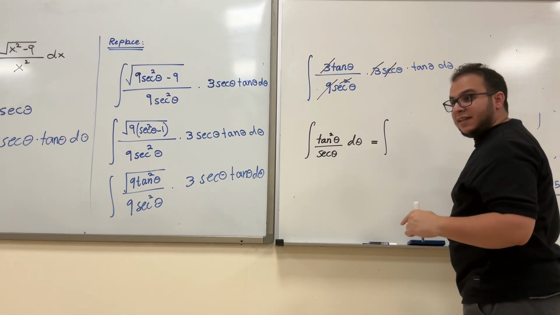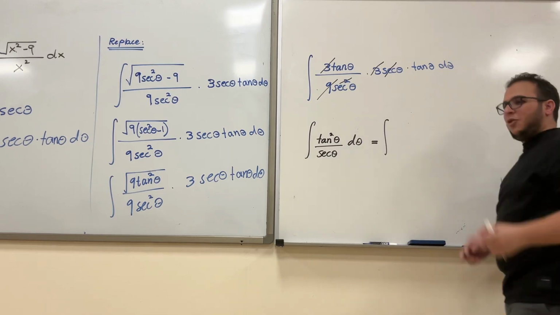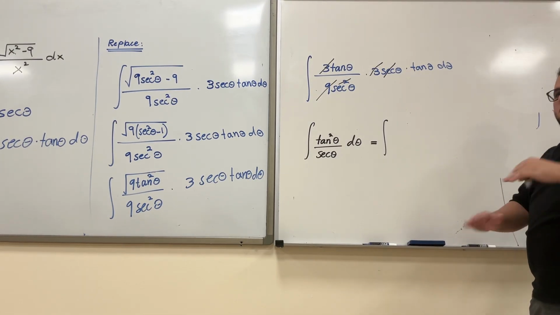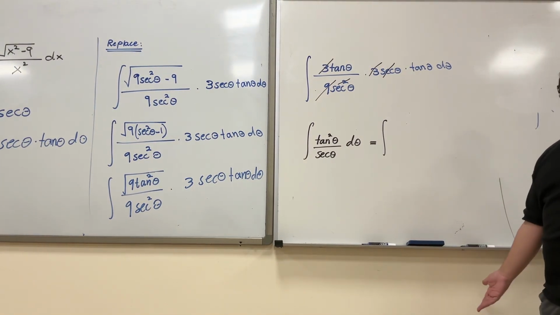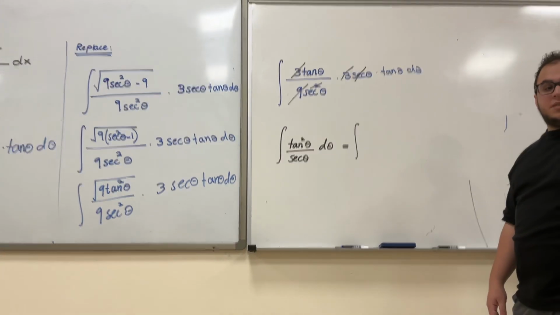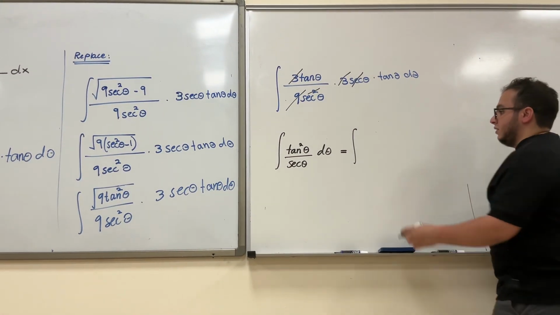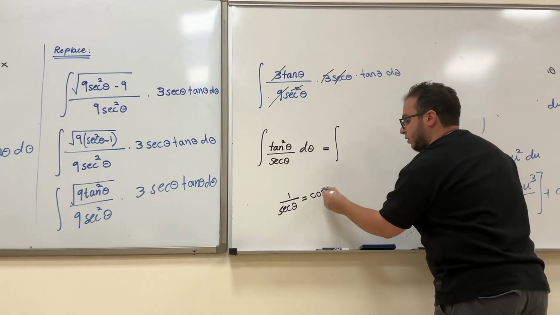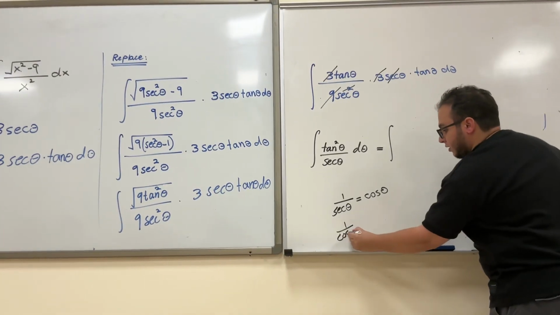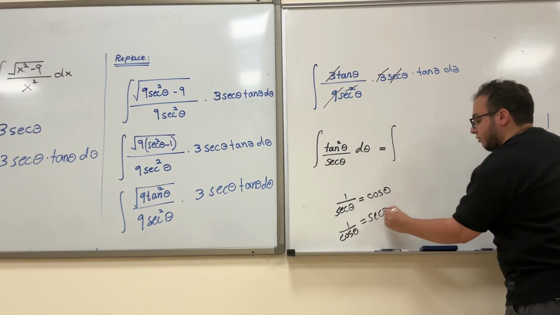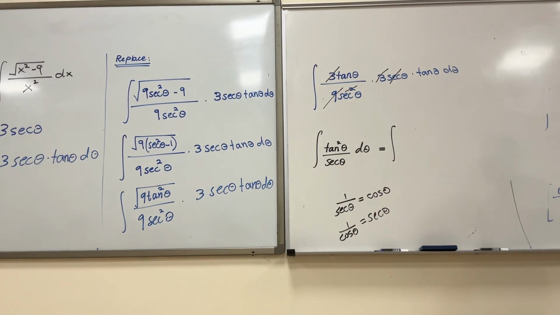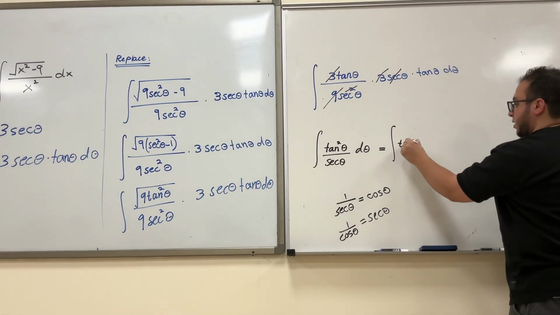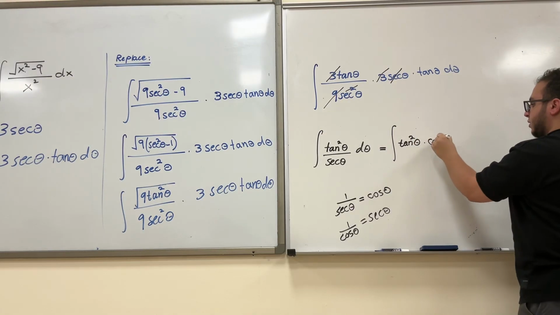1 over cosine is secant. So what's 1 over secant? Cosine. This is not a new rule. This is coming from 1 over cosine is secant. Flip both sides. So what do you get? Tan squared multiplied by cosine theta.